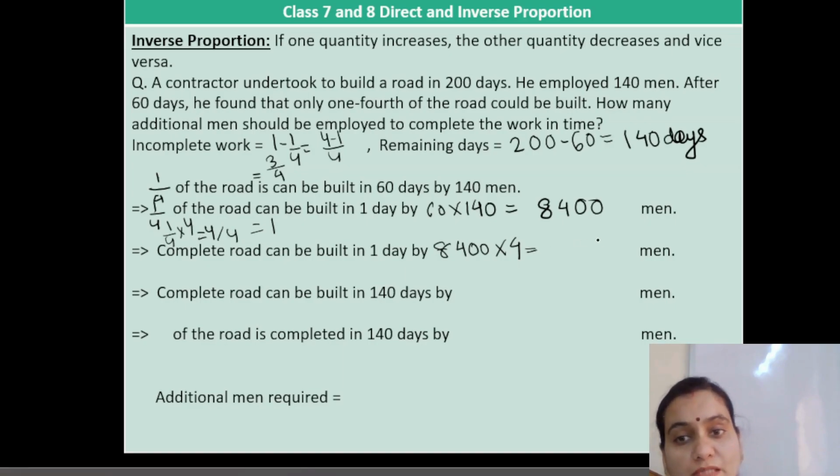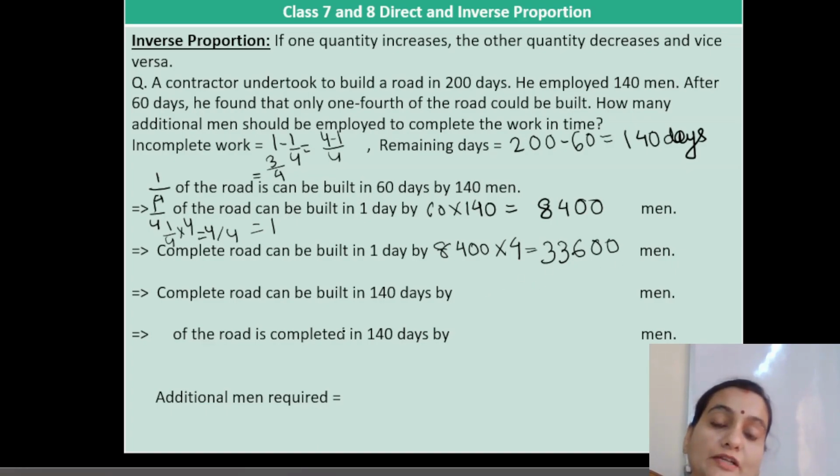So how much will be the number of men required? 0 0 first will be written as it is. 4 4s are 16, 1 gets carried over, 4 3s are 12, 12 plus 1 is 13. So 33,600 men, these many men will be required to complete the entire road in one day.